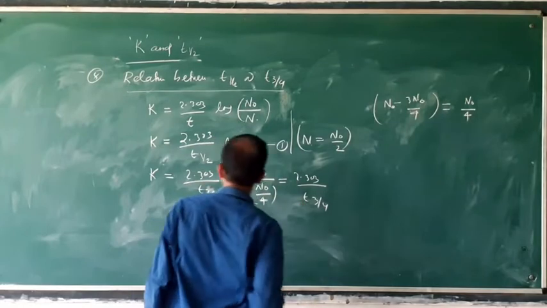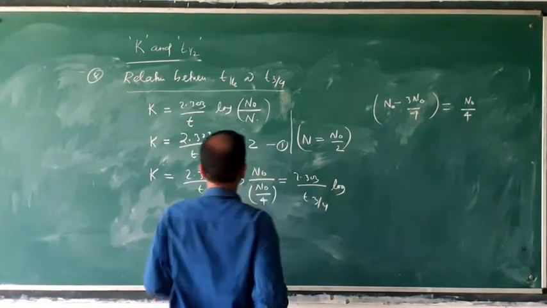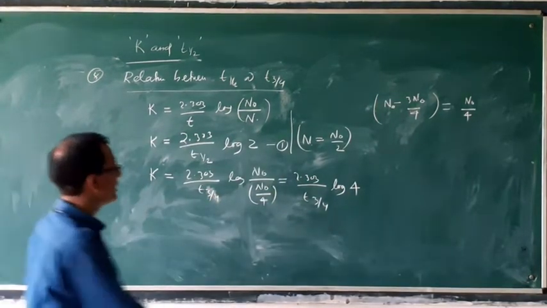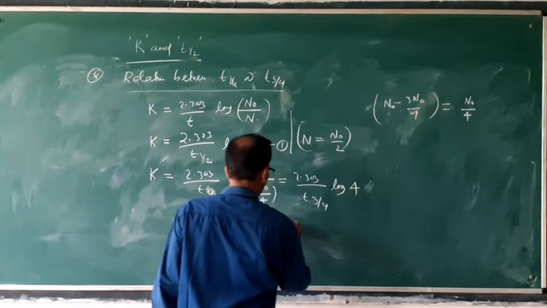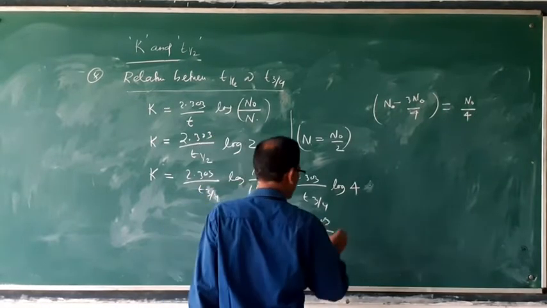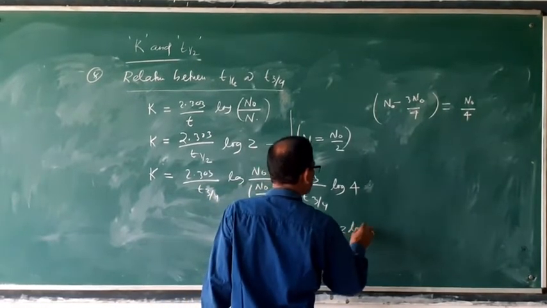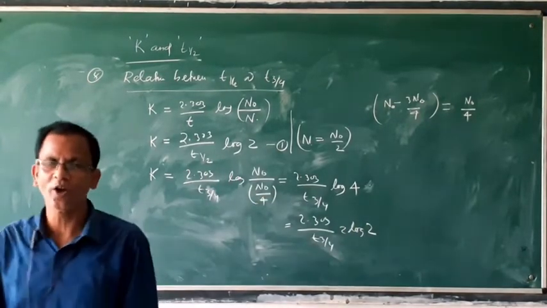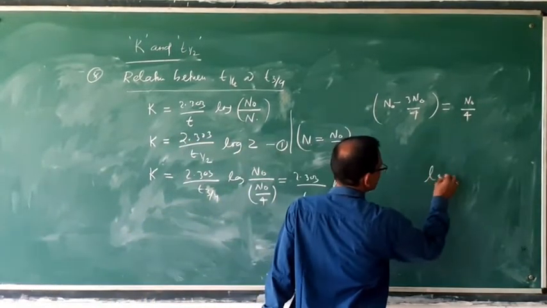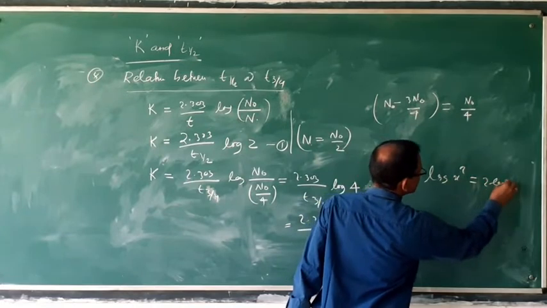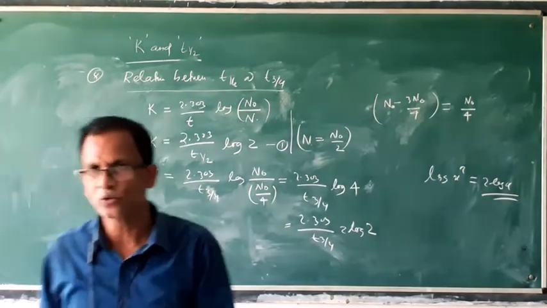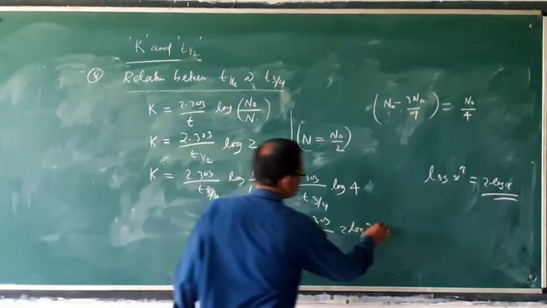So K is equal to 2.303 by T 3/4 log 4. And log 4 equals 2 into log 2, because log 4 is equal to log 2 square, and log x square is equal to 2 log x. This is the formula of logarithm. So log 4 can be written as log 2 square, which is 2 log 2. So this is equation 2.